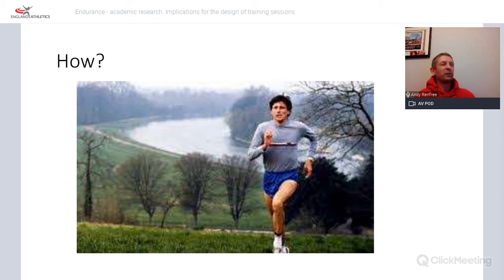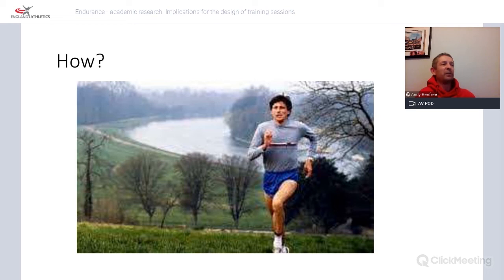And Peter Coe's rationale for this is that he needed to know what it felt like to be fatigued. He needed to know what levels of fatigue felt like at various points of repetitions over the entire race distance. So he wasn't just learning how to run at his target race pace, but he was learning what it felt like at different points of repetitions over that distance.